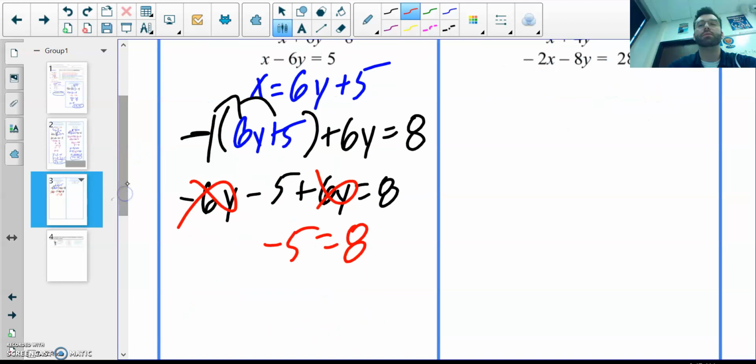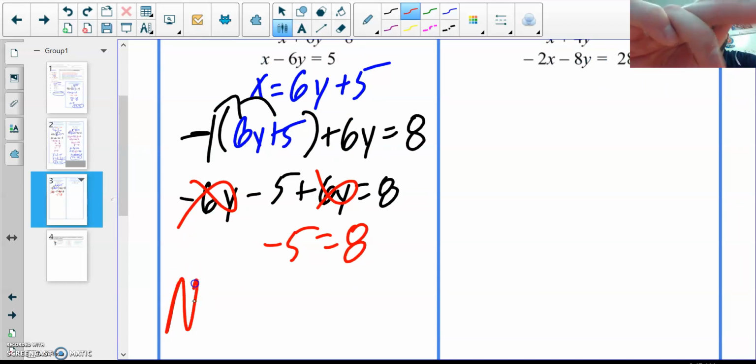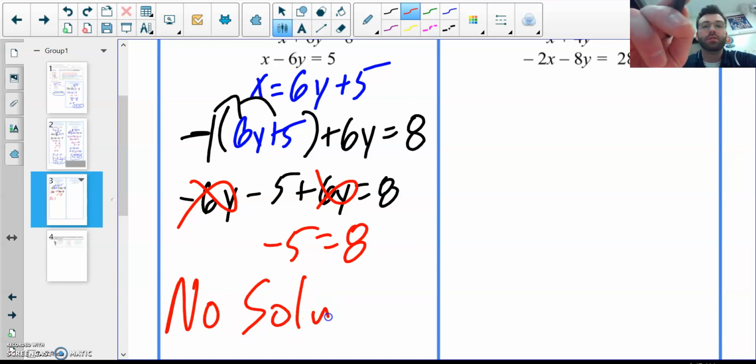Is that a true statement? No, it's not. So if it's an untrue statement, it's no solution.